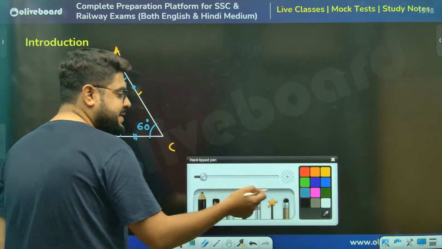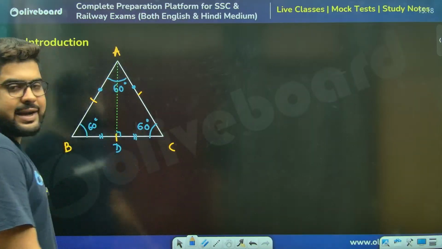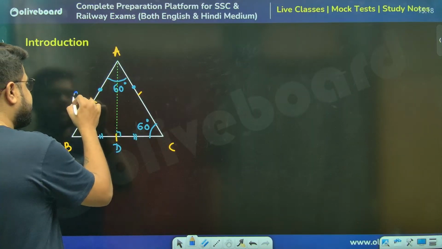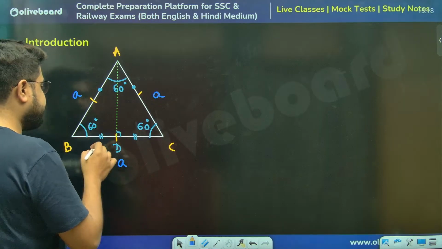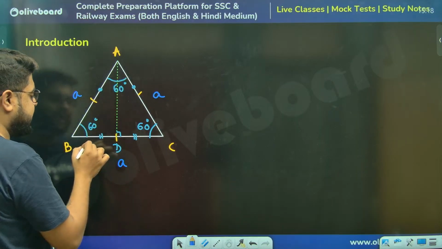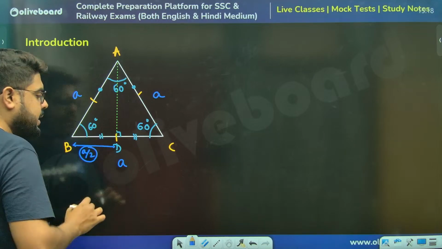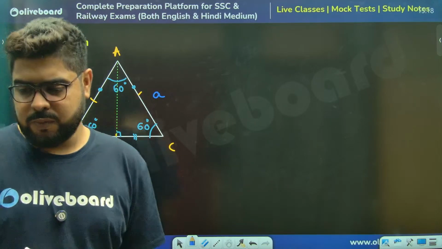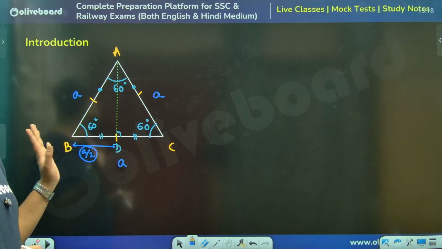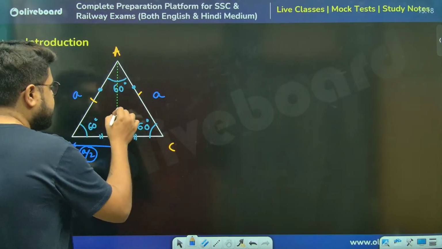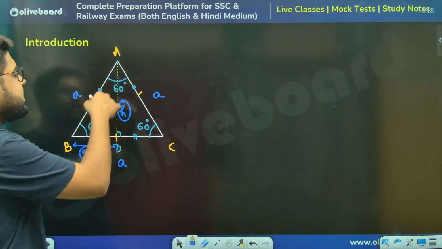Now, if BD is equal to CD, then what can I say? Let's see. If all three sides have length A, then BD, taking the left hand side, will be A divided by 2. This much will be A by 2, half of A. And this height, I don't know, I'm taking it as H. I'll figure out the value of H using Pythagoras.